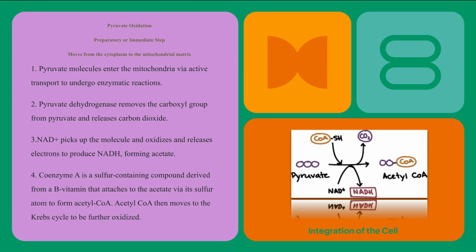Okay, so the next step in cellular respiration is the intermediate step. Happens after glycolysis. Pyruvate enters the mitochondria through active transport and undergoes three enzymatic reactions. Pyruvate dehydrogenase removes a carboxyl group from pyruvate, releasing carbon dioxide. The remaining molecule is then oxidized, releasing electrons to NAD+ to form NADH and acetate. Finally, coenzyme A attaches to the acetate, forming acetyl-CoA, which then enters the citric acid cycle for further oxidation.